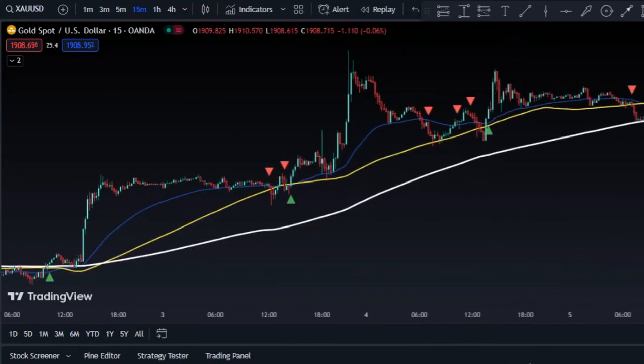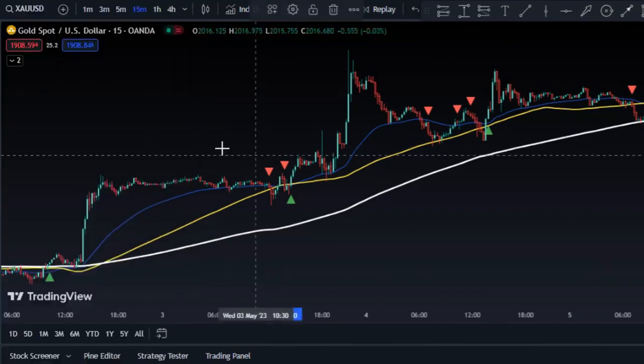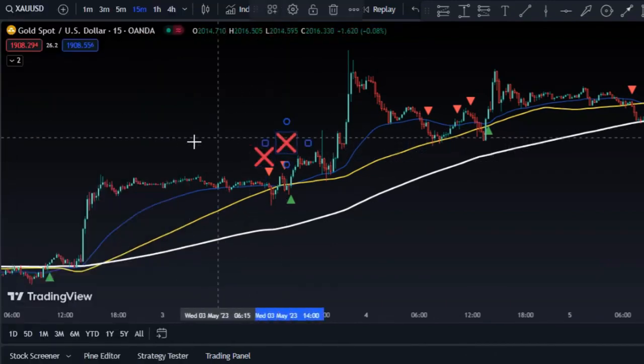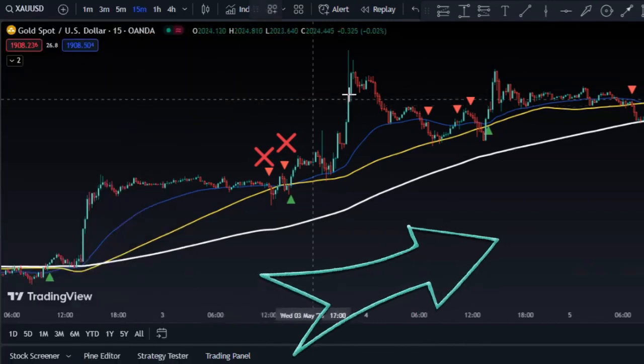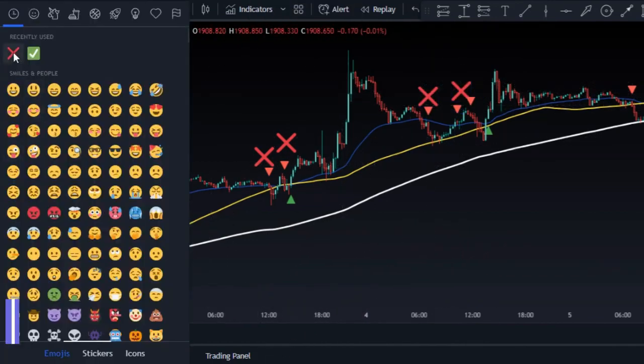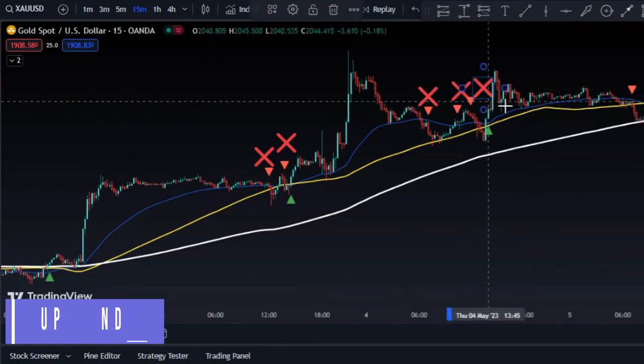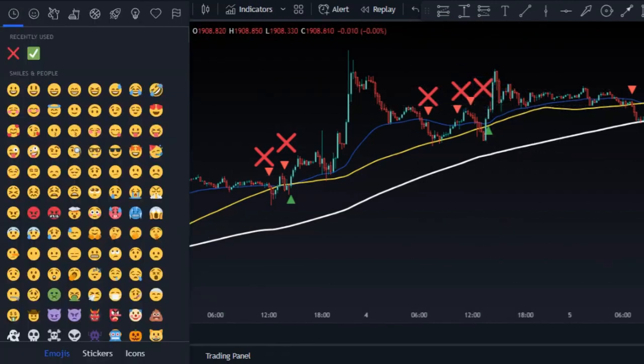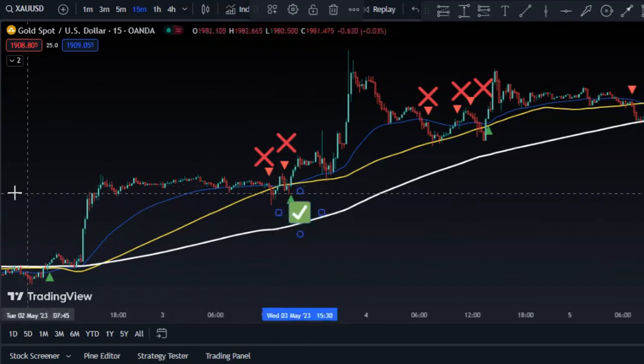Now by adding the 10 and 1 different moving averages indicator and making the necessary changes, we can easily identify and remove counter trend signals. For example, when candles are forming above all 3 moving averages, we call the market trend upwards, and in this situation we have to remove sell signals and only consider buy signals.